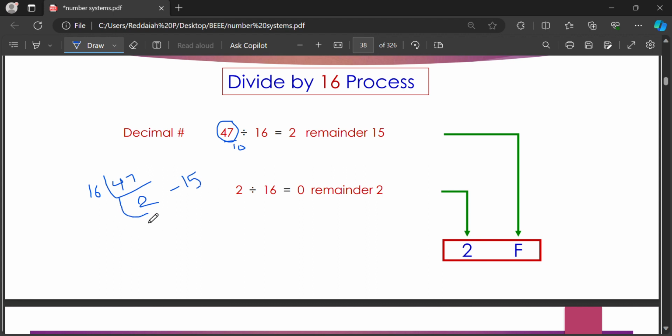Again, 2 we have to divide, and the remainder will be 2. So the result is 2F. From down to top position we have to write 2 and 15, but in hexadecimal 15 is represented as F. That means to convert decimal into hexadecimal we have to divide by 16.